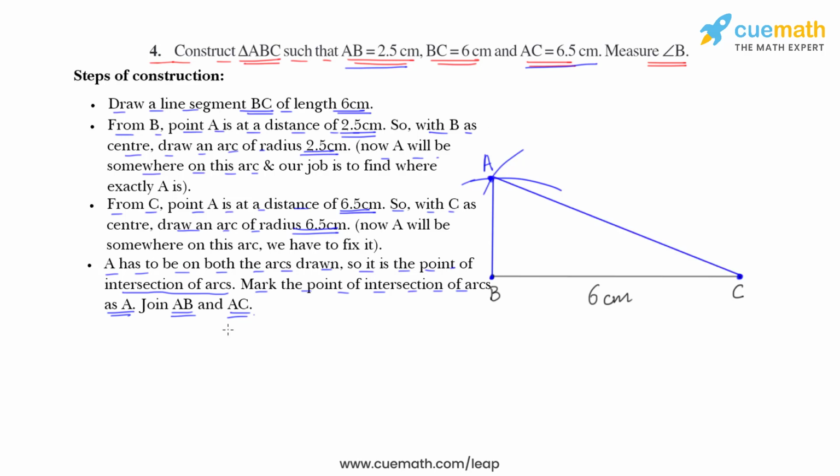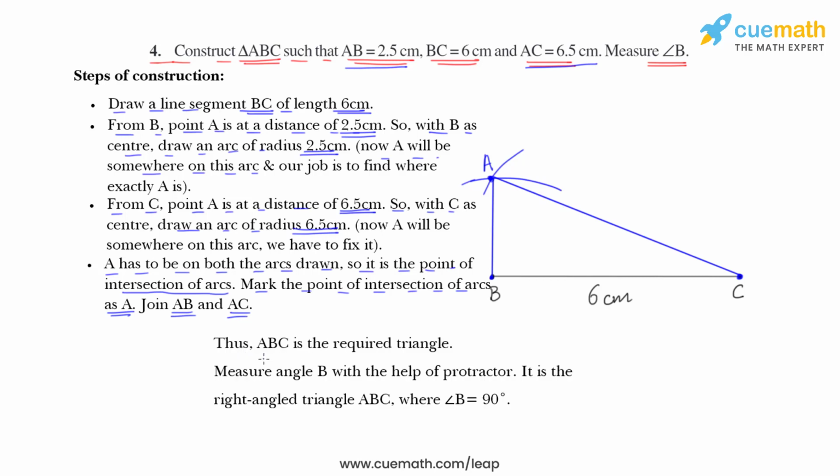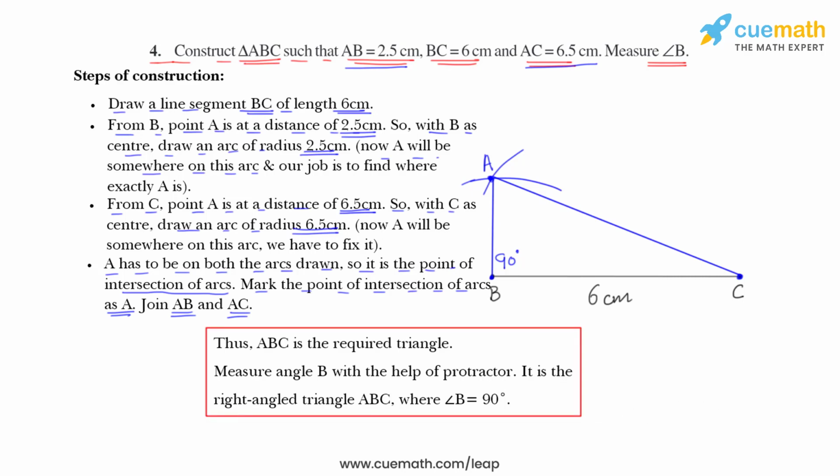So we got our triangle. Thus triangle ABC is the required triangle. Now measure angle B with the help of a protractor. You will find that this is 90 degrees. And as this is 90 degrees, it is a right angled triangle. So this triangle ABC is the required triangle whose one angle is 90 degrees and therefore it is a right angled triangle.